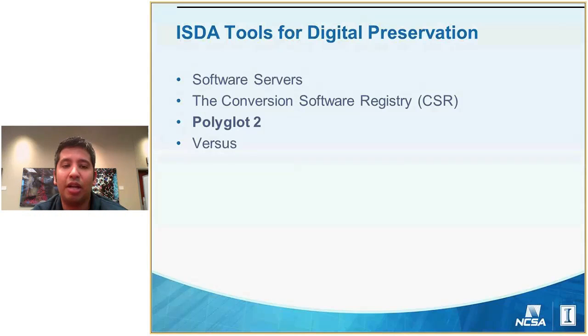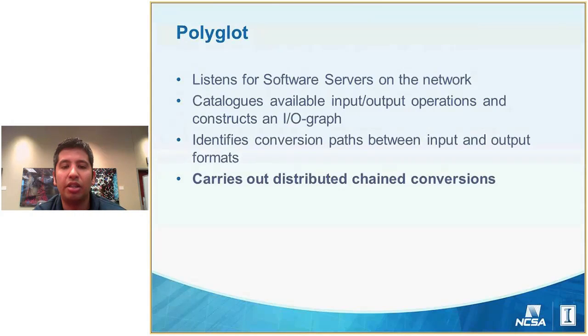So basically what we went over is the first two things that got pulled out of the original Polyglot, which were the software servers, to put an API on software and compiled code, and the conversion software registry, which was like a database of software indexed according to input and output formats. So Polyglot 2 became a bit lighter weight, as a kind of middleware, which connected software servers together in order to specifically carry out conversions.